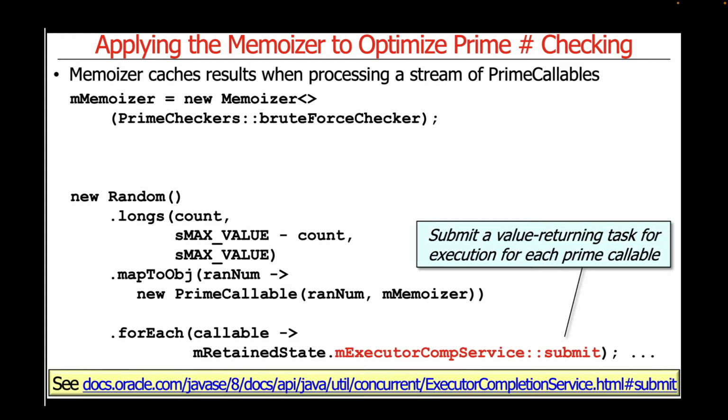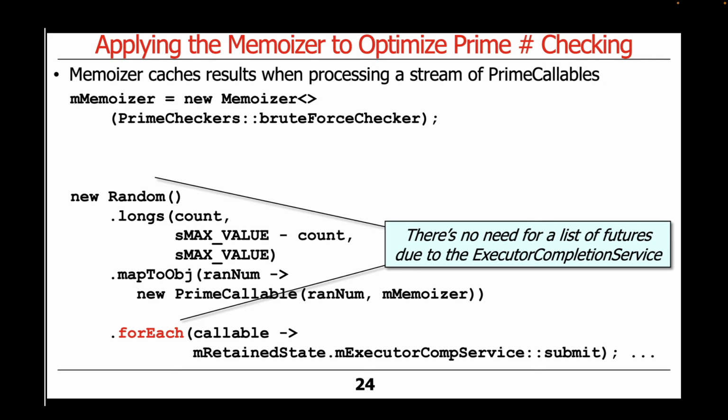And then what we do, because we're using the executor completion service, is we go ahead and submit each of these prime callables to the executor completion service, which does the computations in some thread in that fixed size thread pool that we use to initialize everything to begin with. And notice that there's no need in this case to have a list of futures because we're using the executor completion service. So the executor completion service, as you may recall from earlier lessons, keeps track of its own completion queue and therefore is much cleaner.